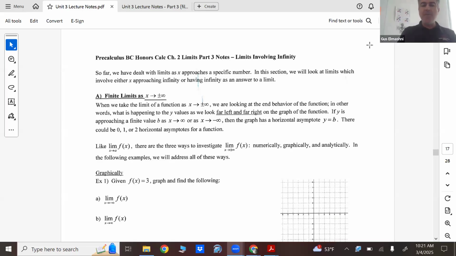Just jump right into it, part three. Okay, so we're going to talk more about limits, but limits as x approaches infinity, or what if the limit itself is approaching infinity or negative infinity, right?